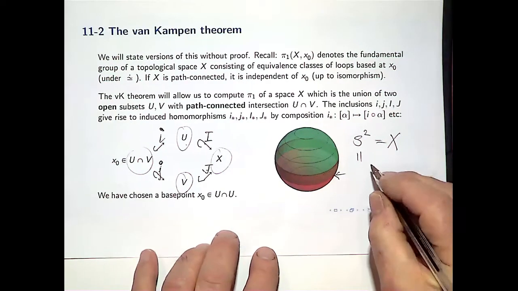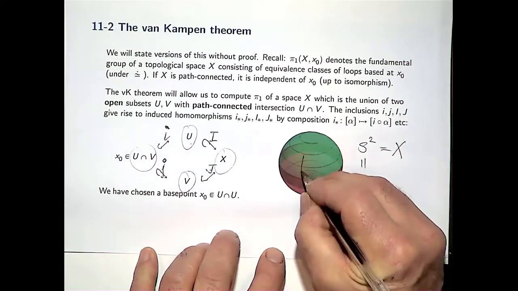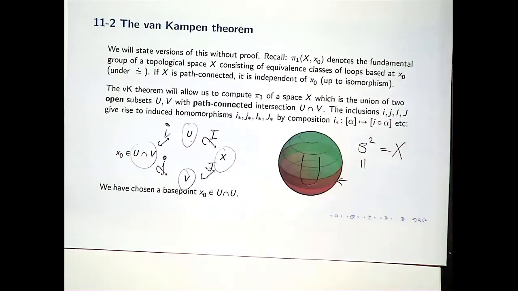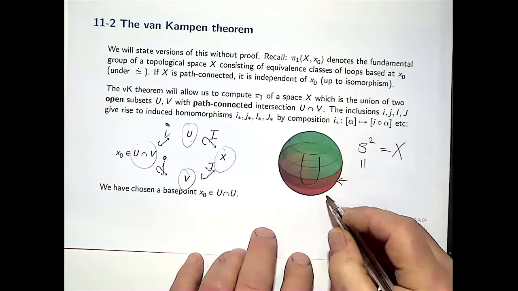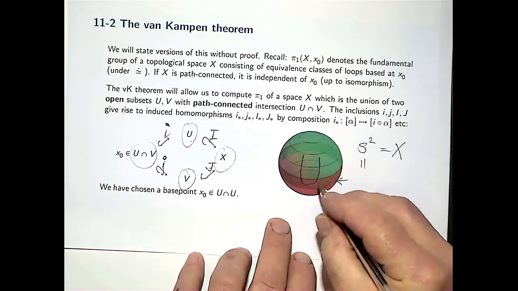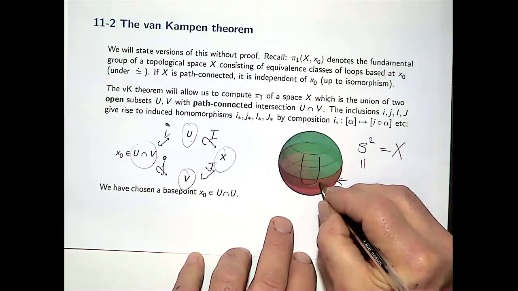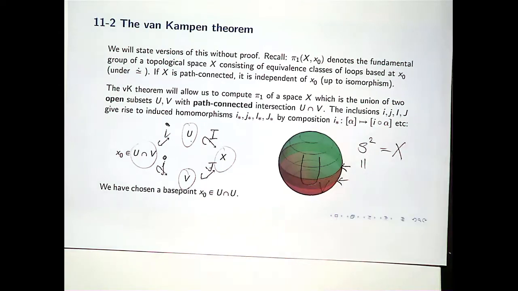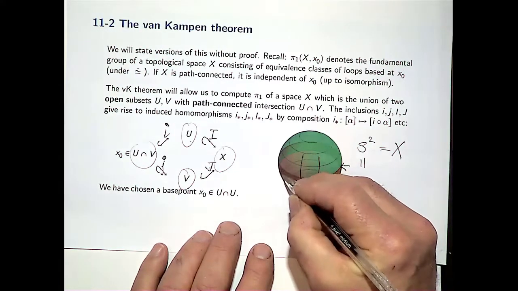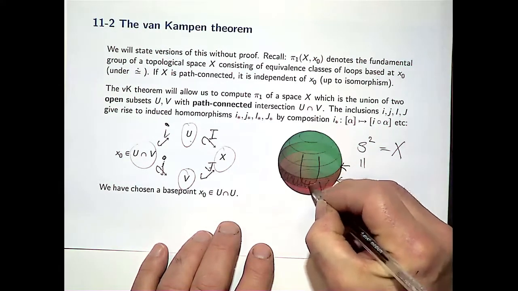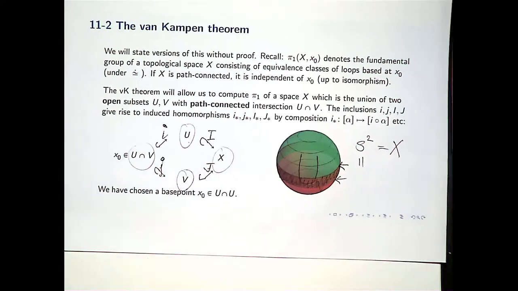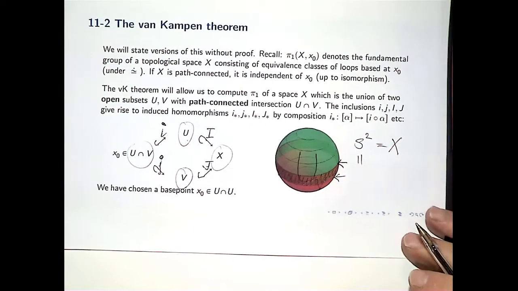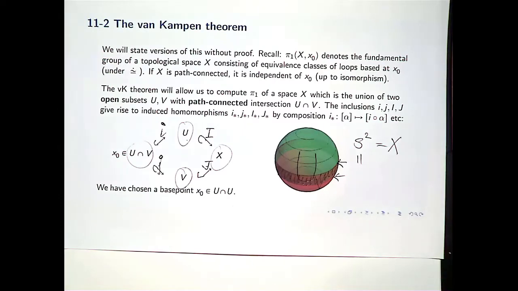So U is not just the upper hemisphere, but it goes a bit below the equator, and V, you can't see it because I'm looking from above, is the part of the lower hemisphere, but including up to the Tropic of Cancer. So the intersection of U and V is what's called the tropics. It's a band around the equator, and that's an open set. So that would completely fit my hypotheses.